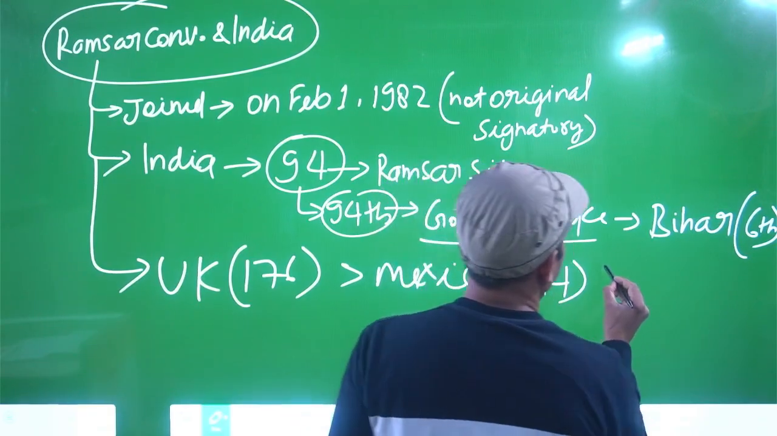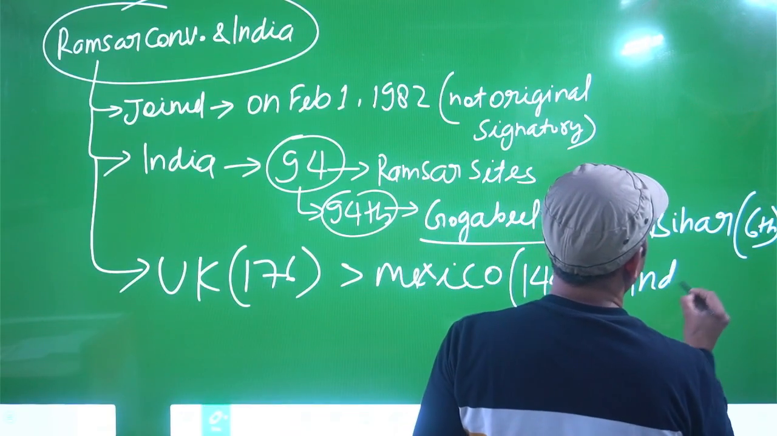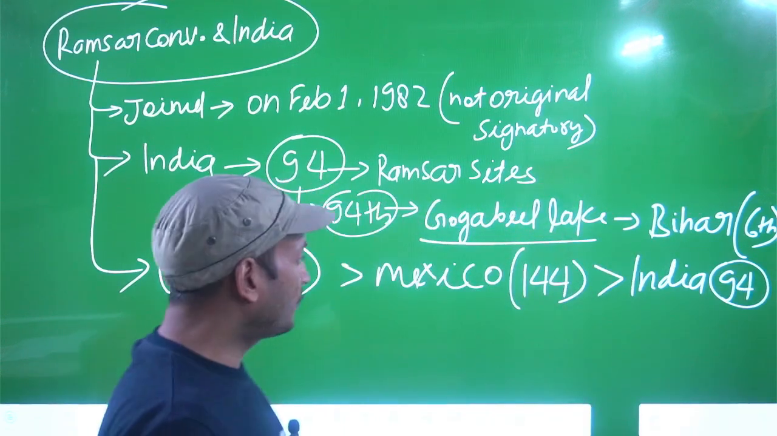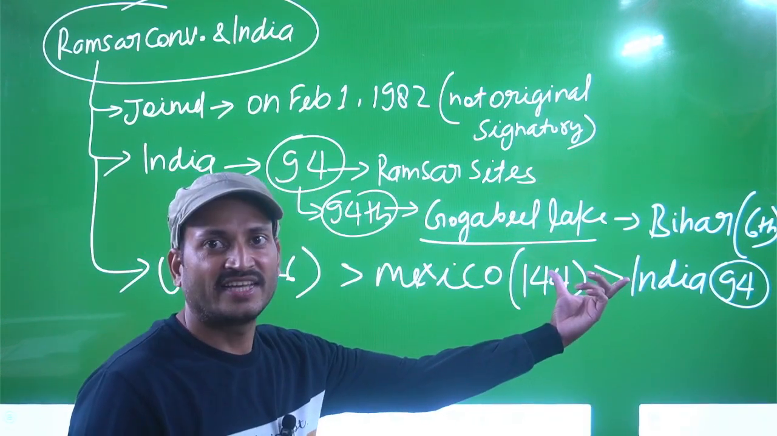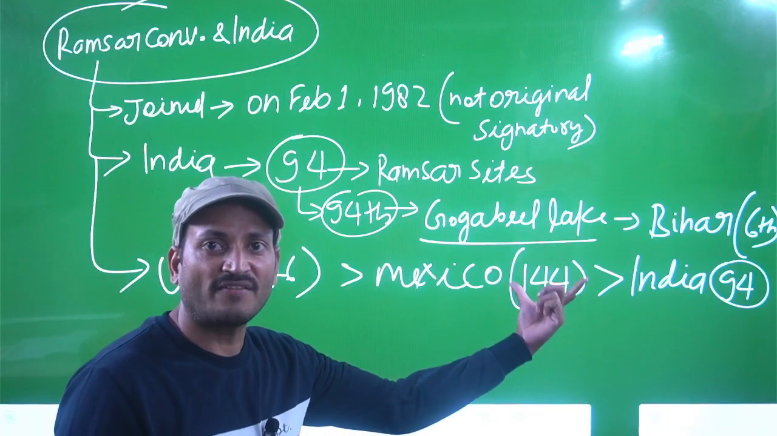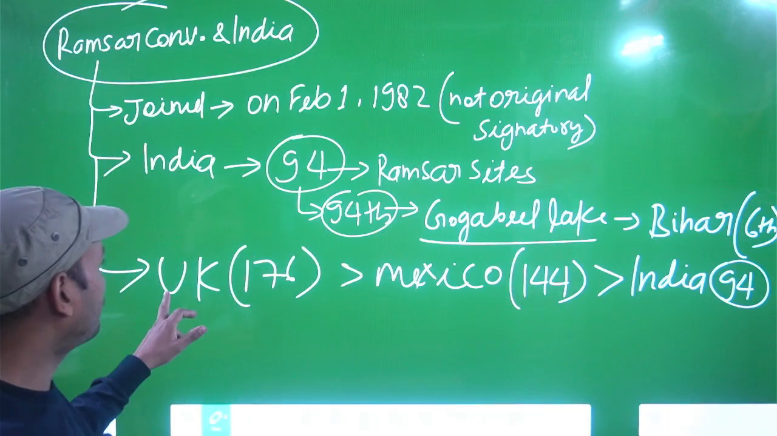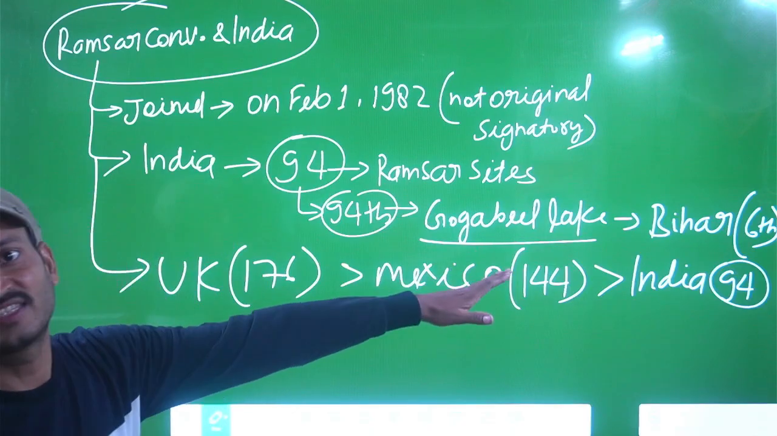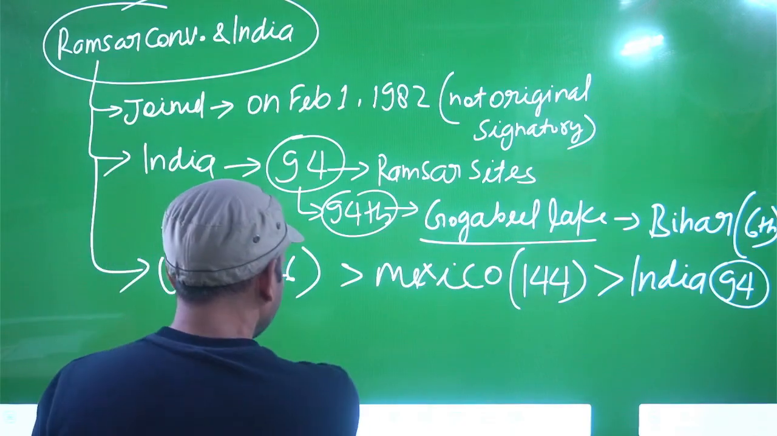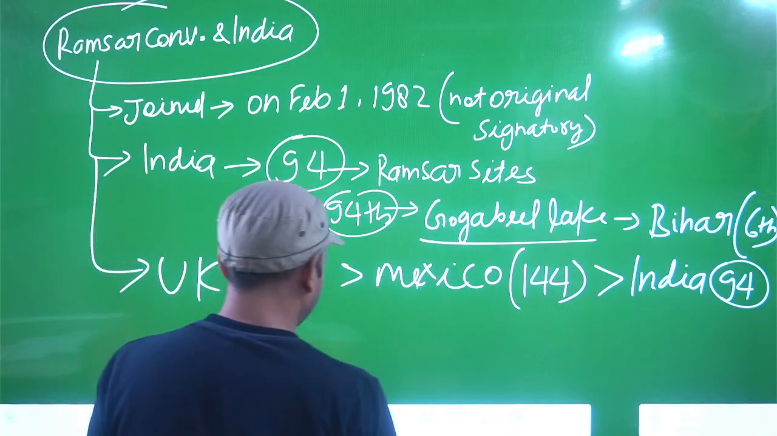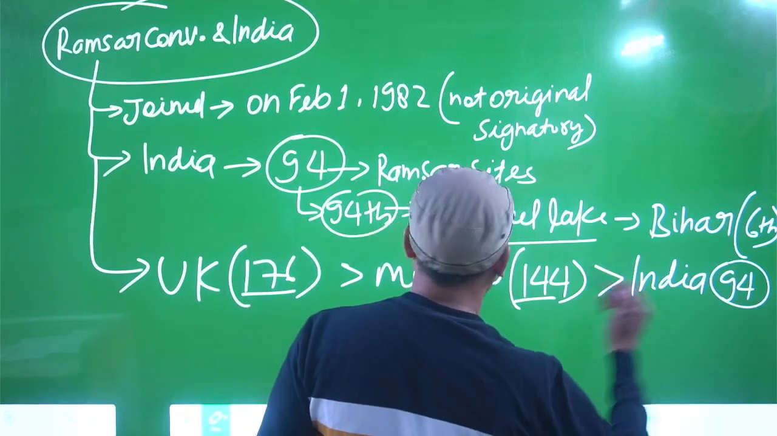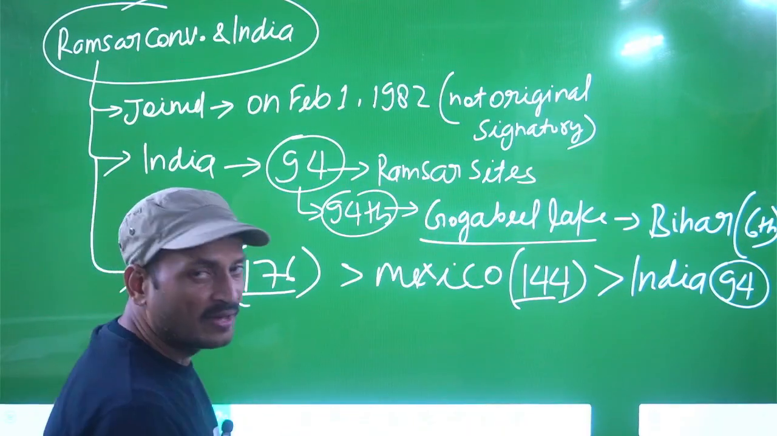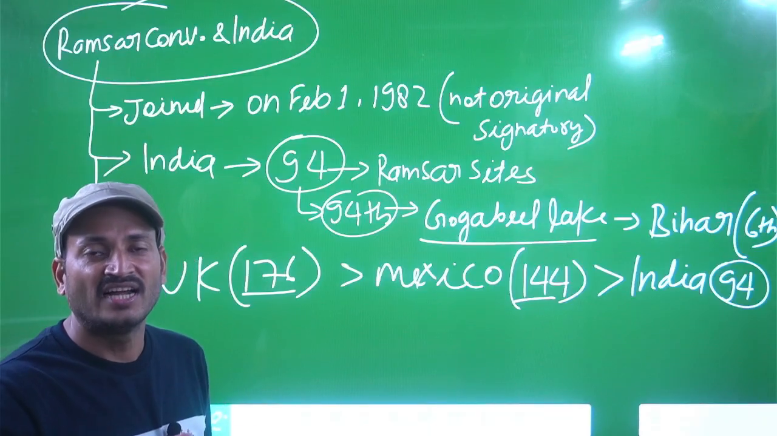And then we see India with 94 Ramsar sites. So India is in the third place in the global ranking in terms of number of Ramsar sites after the United Kingdom, meaning Britain, and then Mexico, and then the third one, India. In the UK, 176 Ramsar sites, in Mexico 144, and in India 94 Ramsar sites as of now, meaning the middle of November 2025.